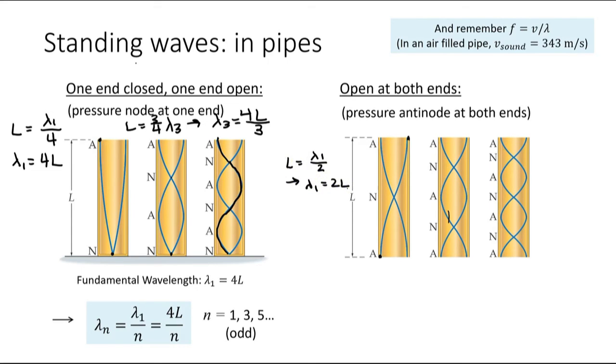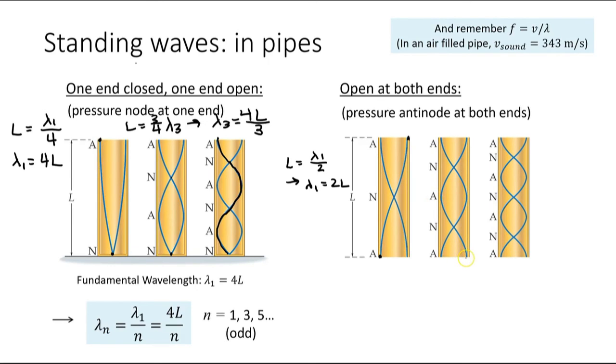All right, then in our next case, how can we get another wave that fits in here so that we have antinodes at both ends? Well, if you look at this case, then we could imagine sneaking in one more antinode in between. And so in other words, here we would have an antinode.